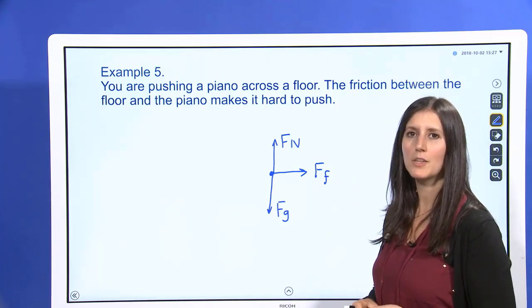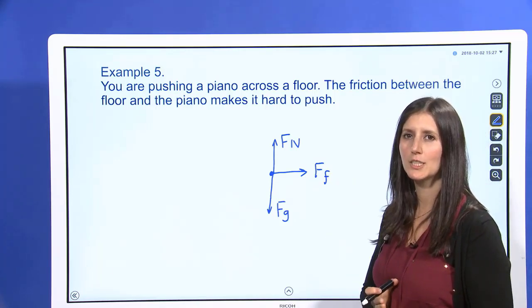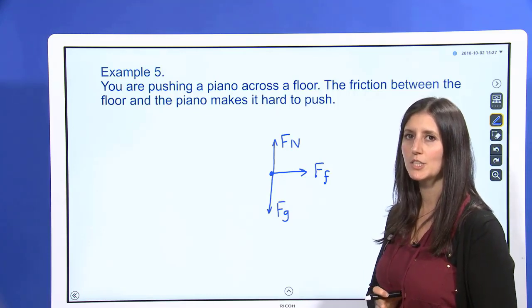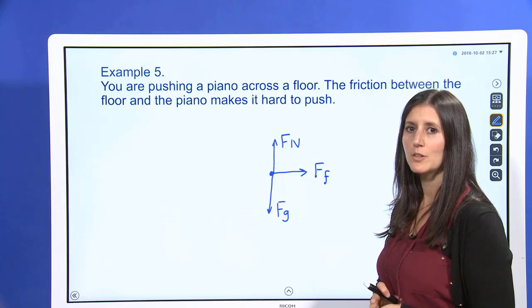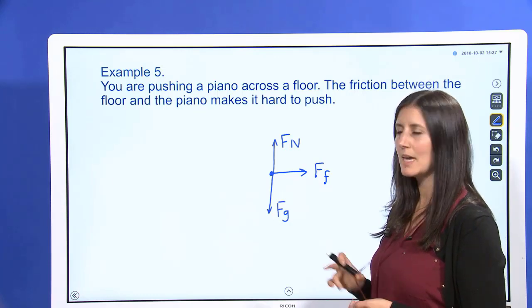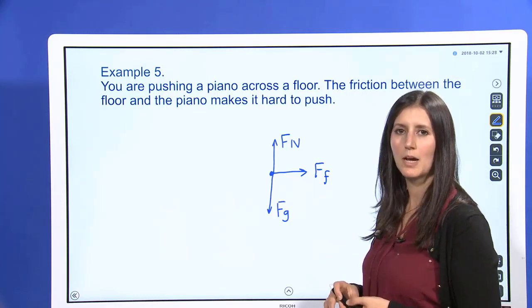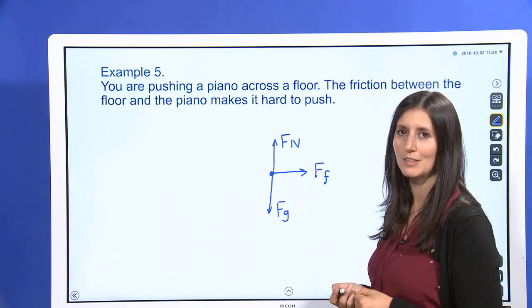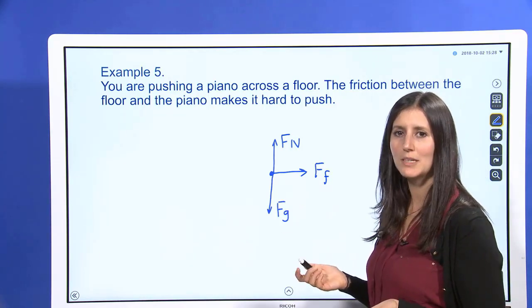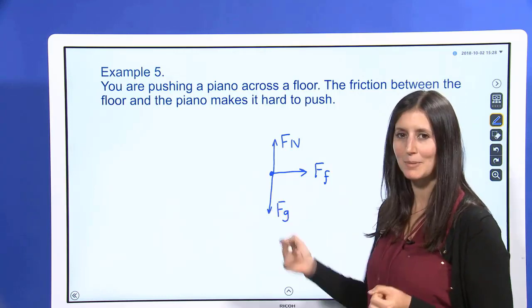Okay, if we think of the other forces we talked about, there was tension. There is no tension in this question because there's no string or rope. There's an applied force as well. Now in this question, should we include an applied force? You are pushing a piano across the floor. So yes, there should be an applied force because you're pushing the piano.